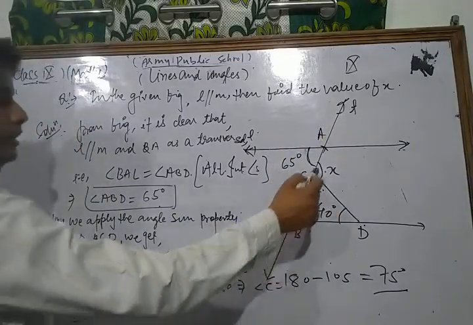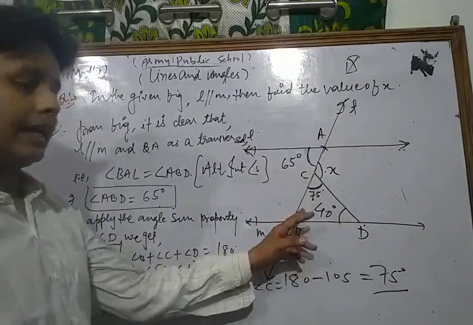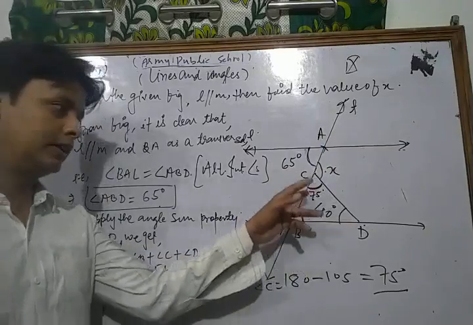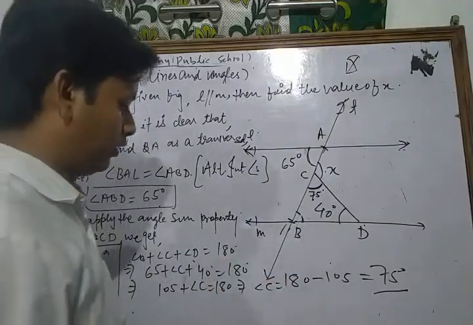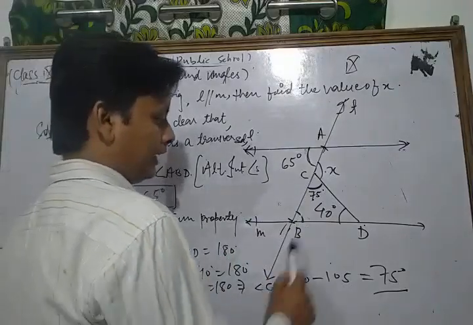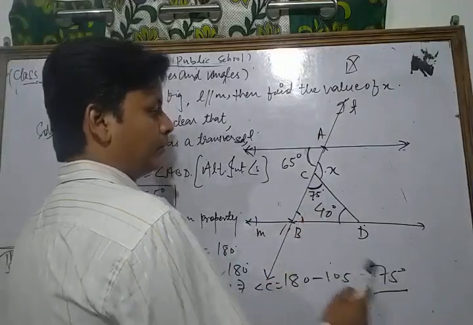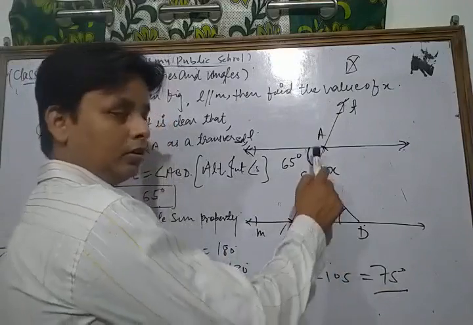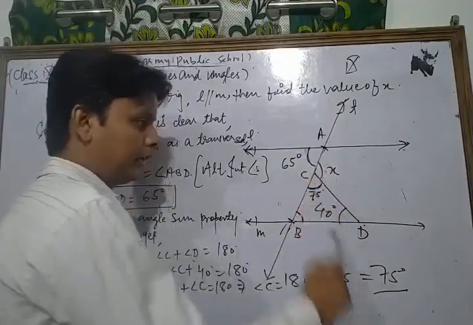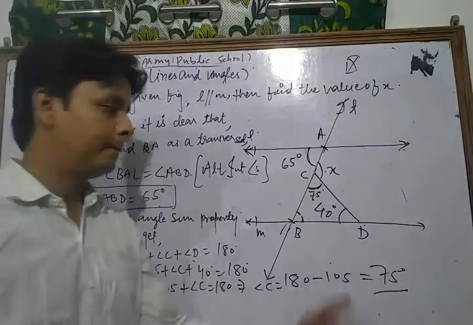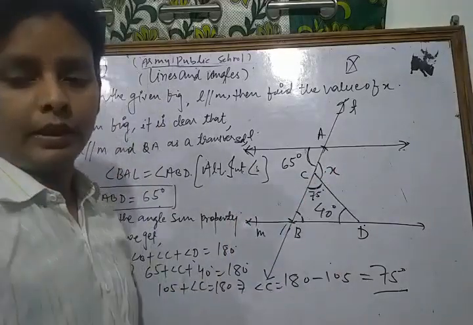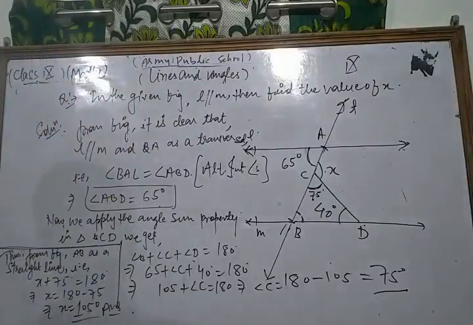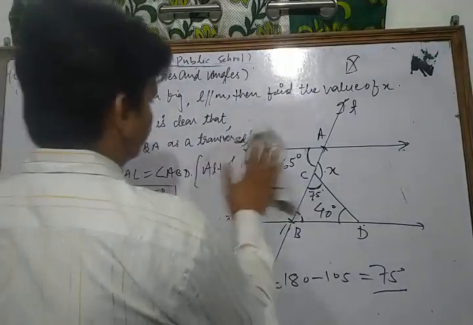Now in triangle BCD, we apply the angle sum property. The sum of all interior angles of that triangle must be equal to 180. So from there we get the value of angle C, which is 75 degrees. Now this is a straight line, so here we apply the sum of a linear pair, which is 180. From there we find the value of x. This is the result. Okay, now we can solve some other important question.